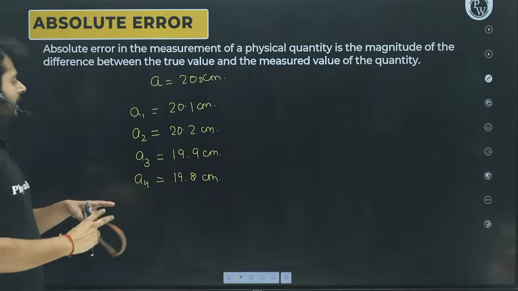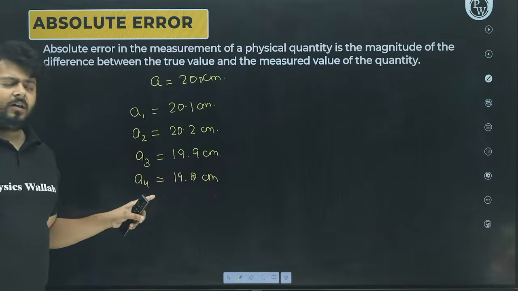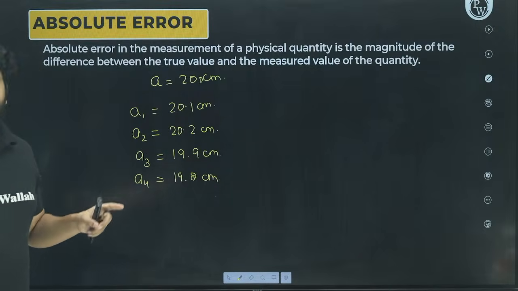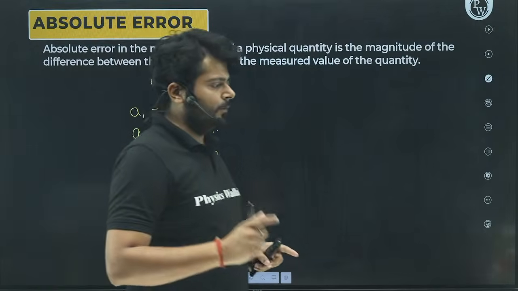So you see that we can say all the measurements are off from the true value. They are not exactly the true value. They are slightly different from the true value. Yes or no?